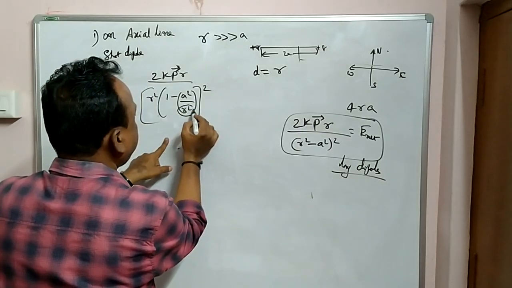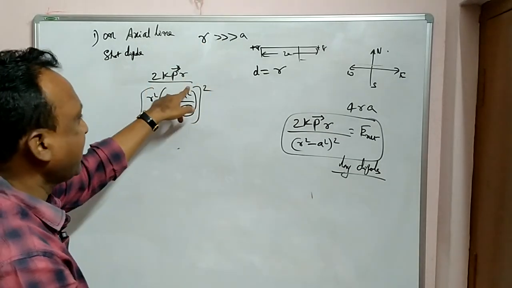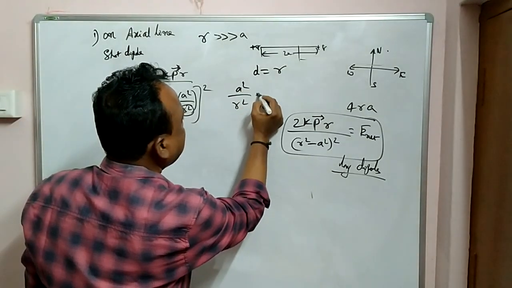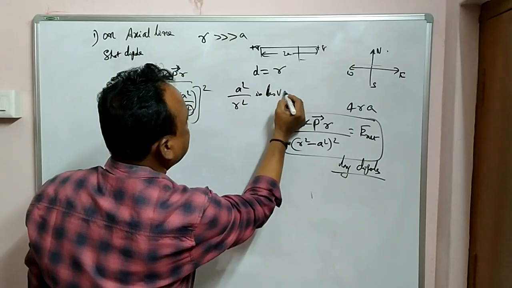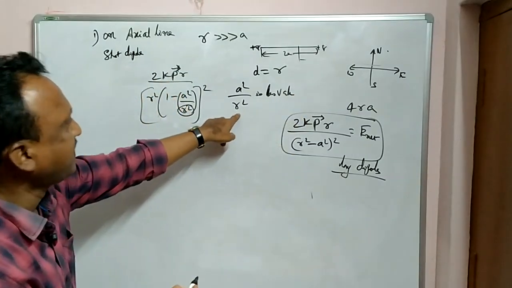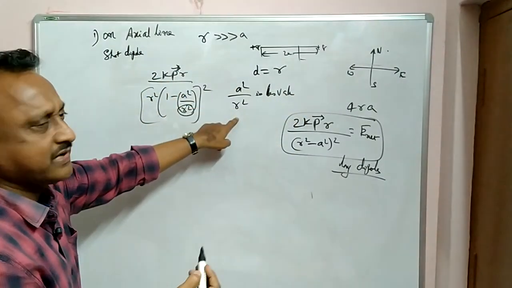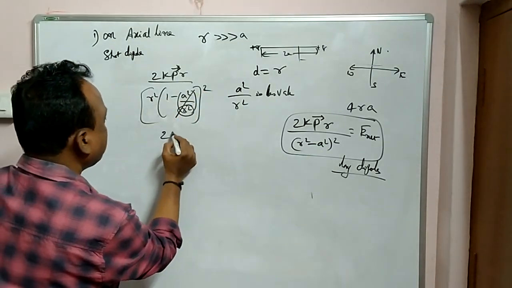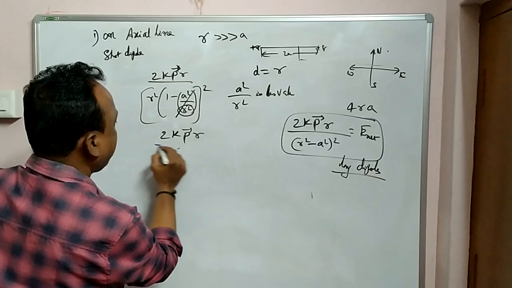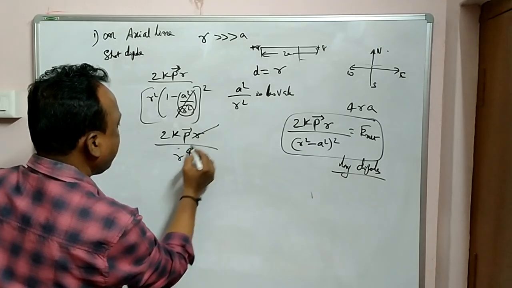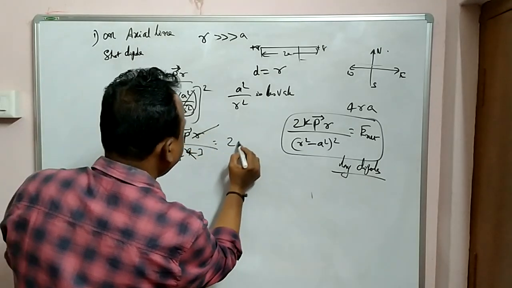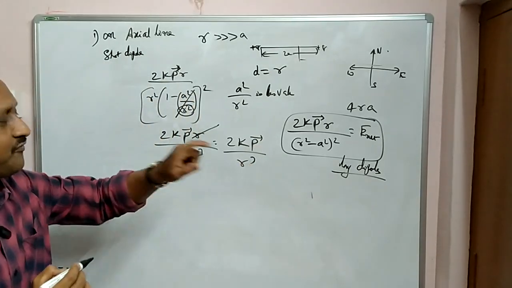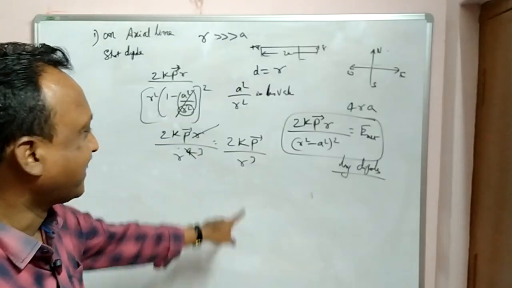If this denominator value is very much greater than a, a square by r square is a very small value. If this value is very large, a square by r square becomes even smaller. Then you can omit this term. What remains? r power 4. So 2kp vector r by r power 4, one r cancels. So finally 2kp by r cube. This is the formula for short dipoles on axial line.